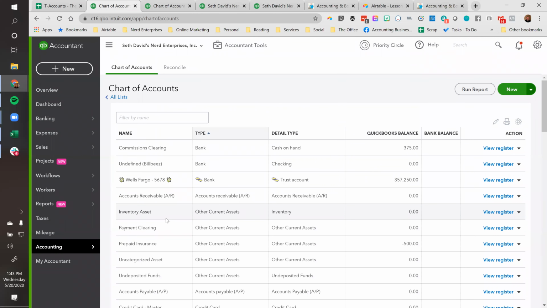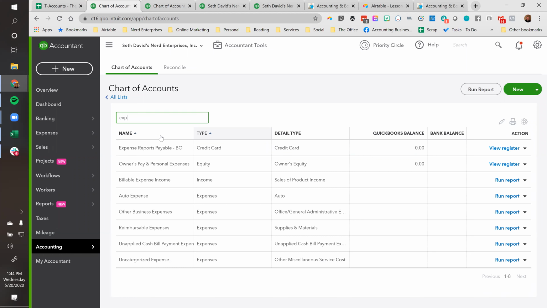But I'll explain to you some of the benefits of doing it this way, and then I'll give you the link. Let me add it to my notes to give you the link to that video too. All right, so video, if you commingle business and personal, that'll be enough for me to remember. Okay, so expense reports payable, BO for business owner.